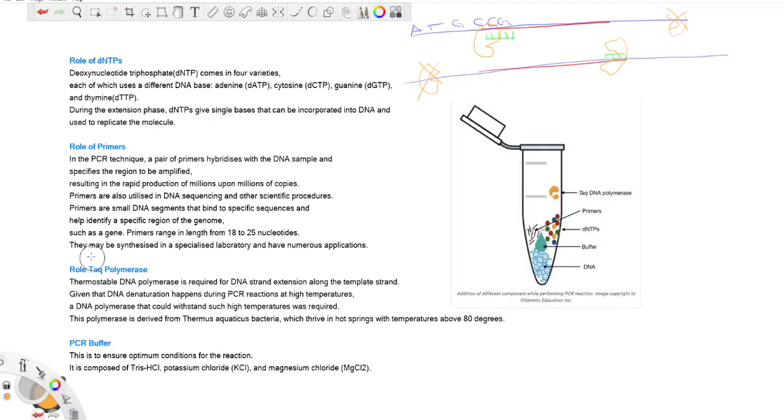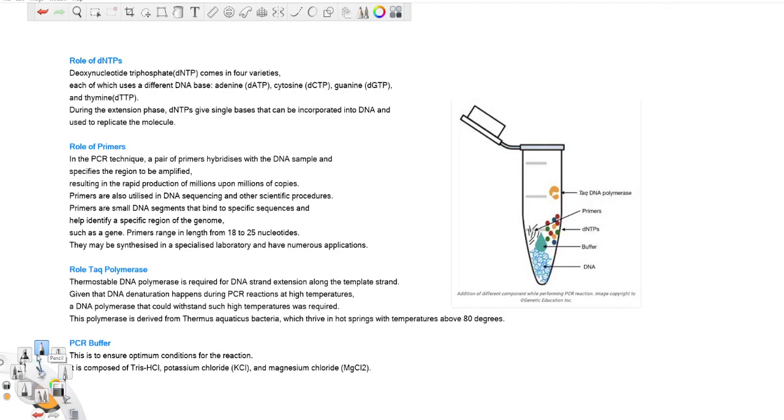And usually the length is really important. That's also something that we need to pay attention to, and they should vary between 18 to 25 base pairs. Of course, some may say 15 to 20, but still it stays within that range. And you may synthesize these in your laboratory, or you can order them by just giving a biotech company the base pairs that you're interested in.